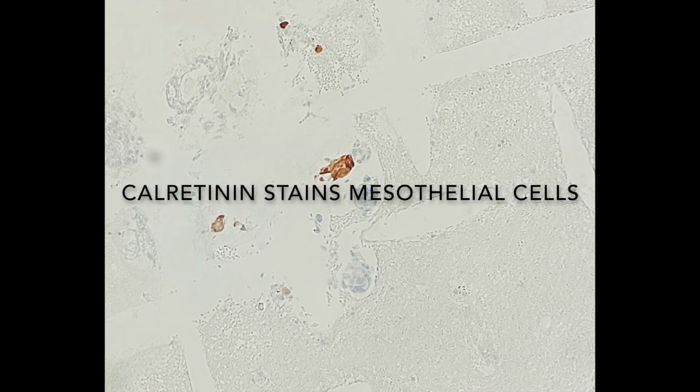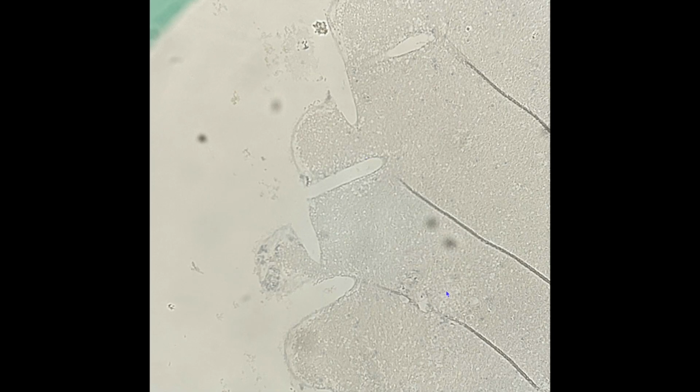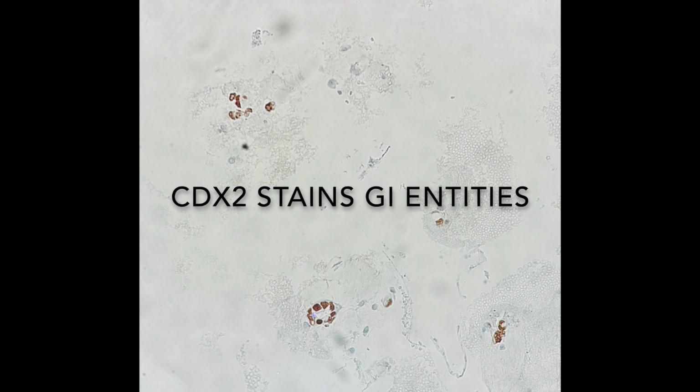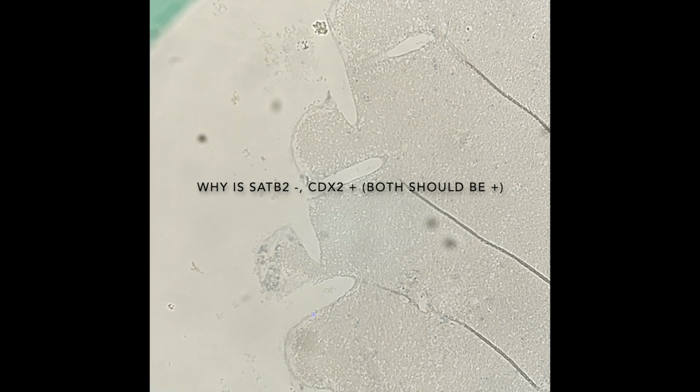This was a calretinin, and this confirms that this is not a mesothelial. SATB2 was done, and it was negative. However, CDX2 was positive. So this was favored to be cancer cells from his colorectal carcinoma. So why is the CDX2 positive but the SATB2 negative? SATB2 should stain GI origin, especially colorectal.